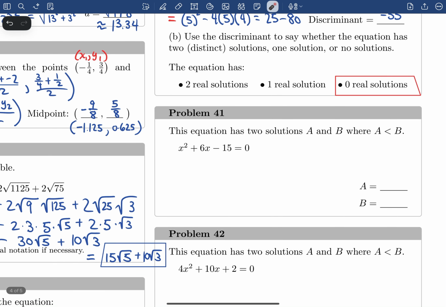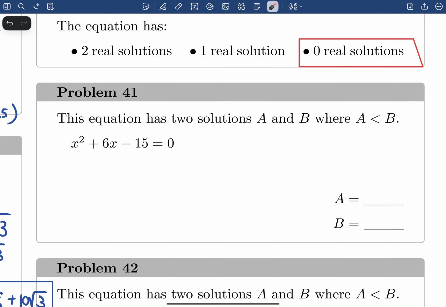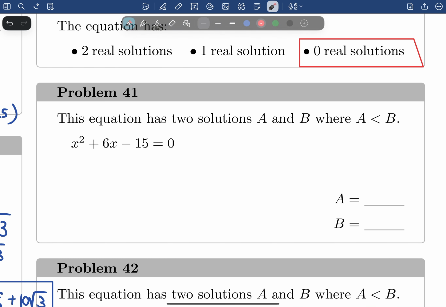Moving forward into problem number 41. Yeah, problem 41. This equation has 2 solutions, A and B, where A is less than B. And here is the quadratic. Okay, so my goal is to solve this quadratic equation and find the 2 solutions. And then I'll report the smaller number as A and the larger number as B.